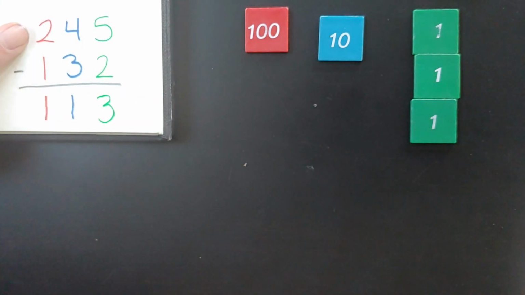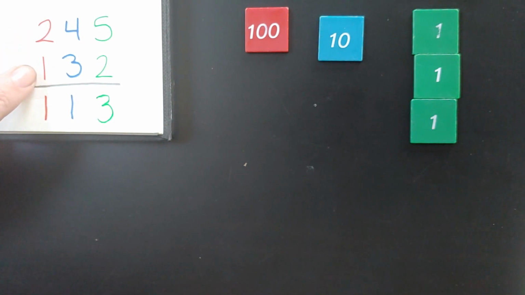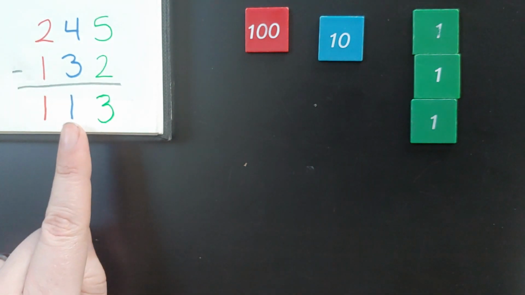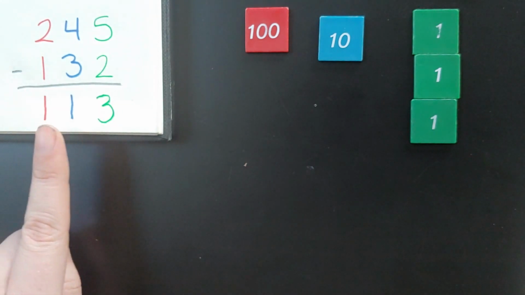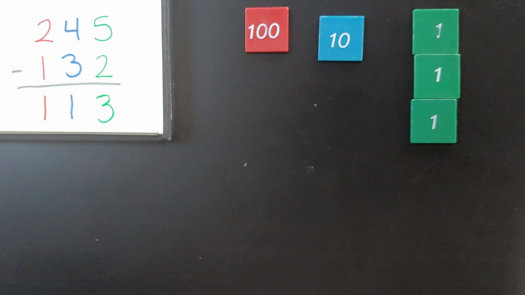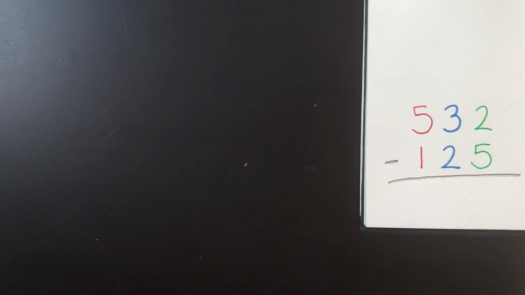If I baked 245 cookies and my brother ate 132 of them, all I would have left is 100, 110, and 3 units. We would say 113, which is still quite a lot of cookies. We're going to pause for a second to clear our space, and then we're going to go on to the dynamic subtraction. Okay, our space is all clear, and we're ready to start again.